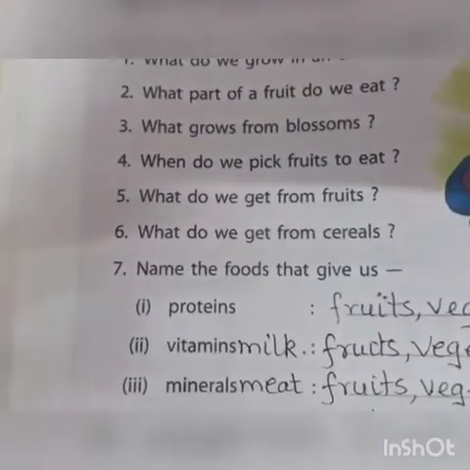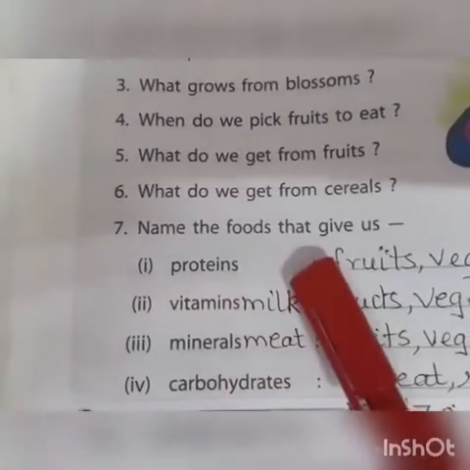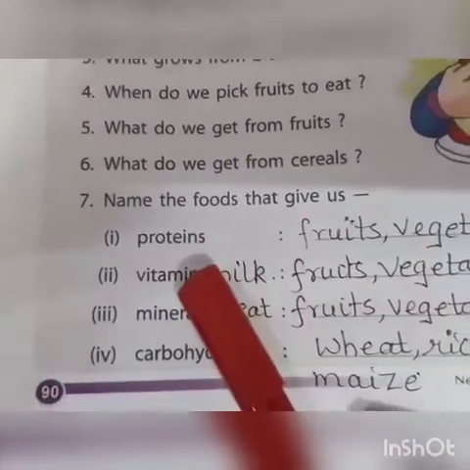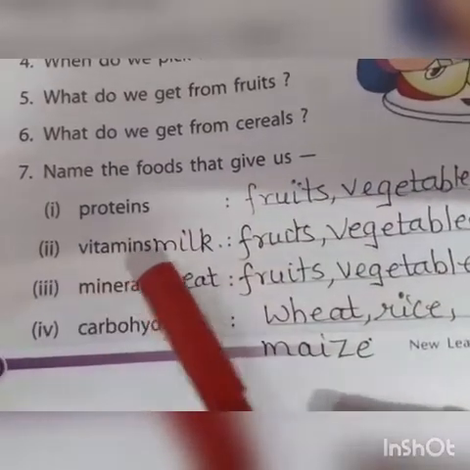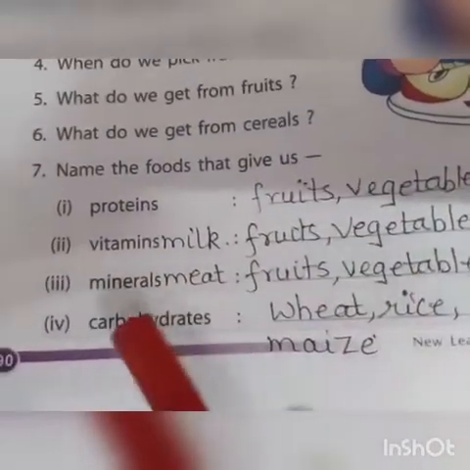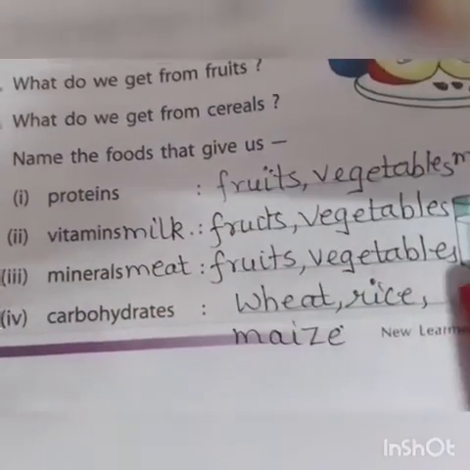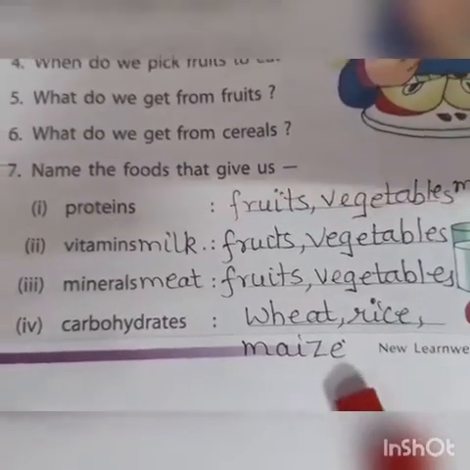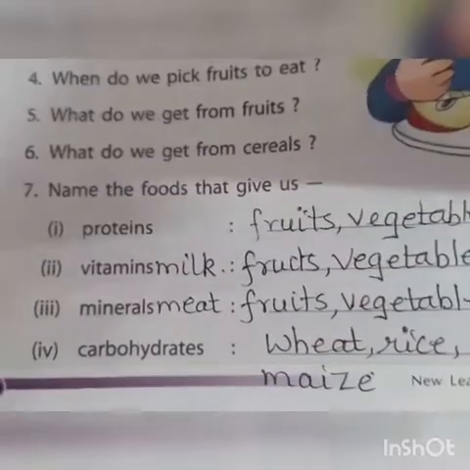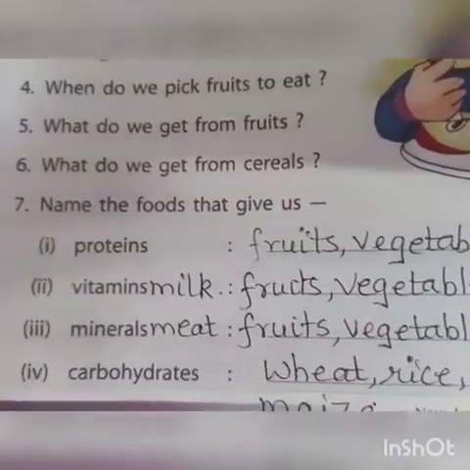Next is your question number 7, that is, name the food that gives us proteins: fruits, vegetables, milk, and meat. Vitamins: milk, fruits, vegetables. Minerals: meat, fruits, vegetables. Carbohydrates: wheat, rice, and maize. So this you have to write in your textbook as well as in your notebook one time.